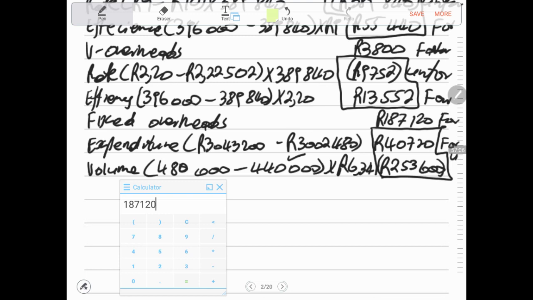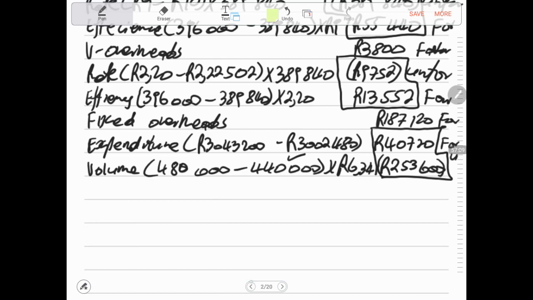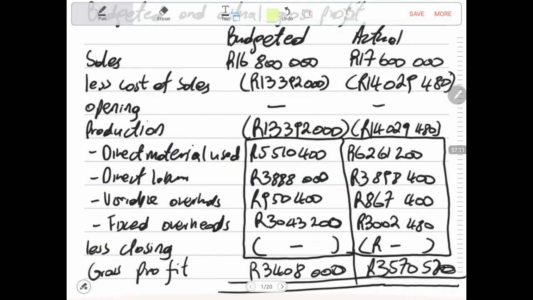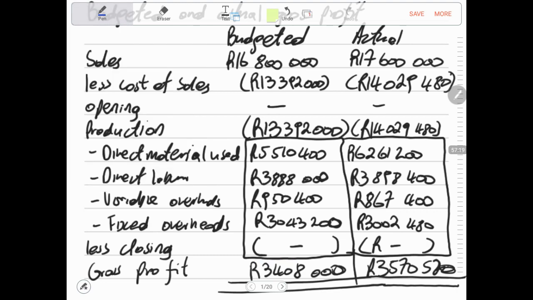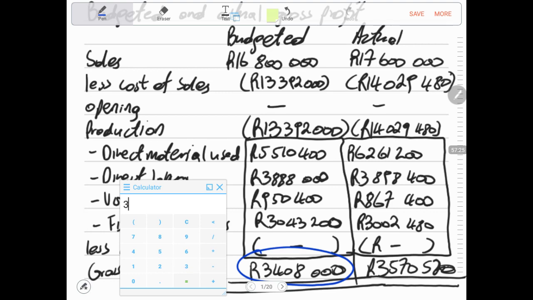So now when the variances are complete, very easy, then now you can start doing the reconciliation. And reconciliation, remember, it starts with the budgeted profit, and our budgeted profit is 3,408,000.